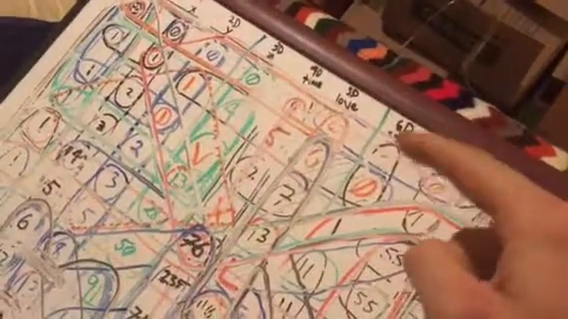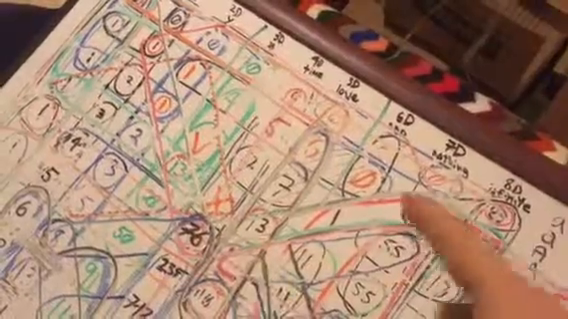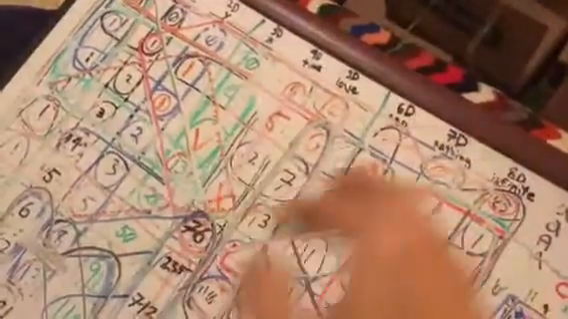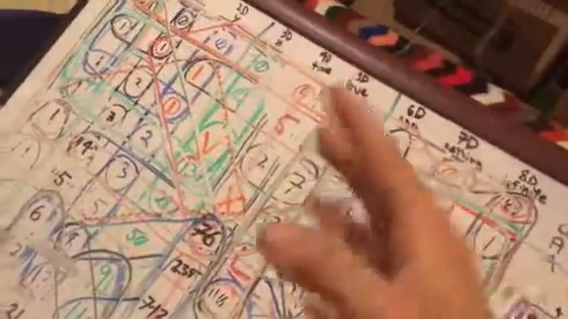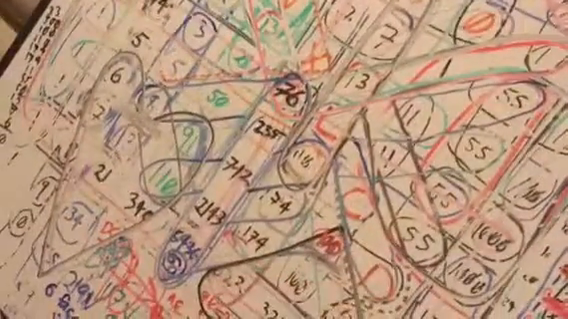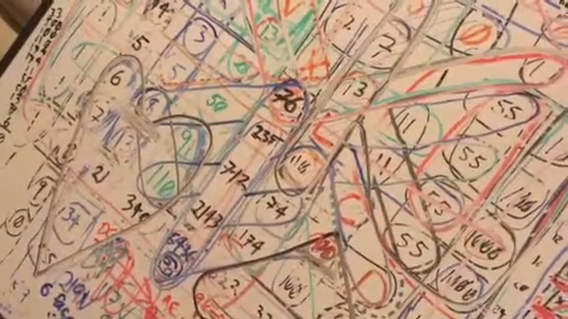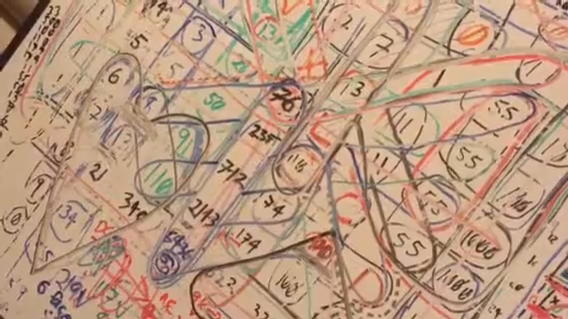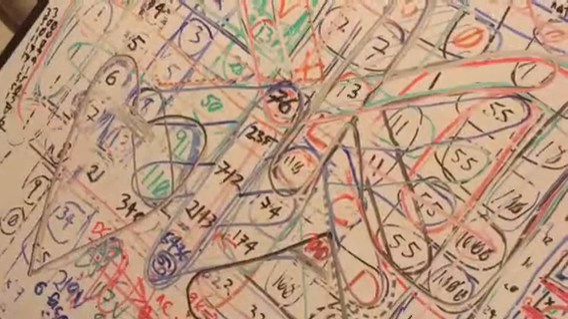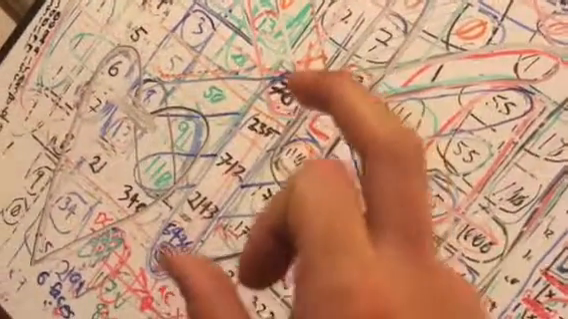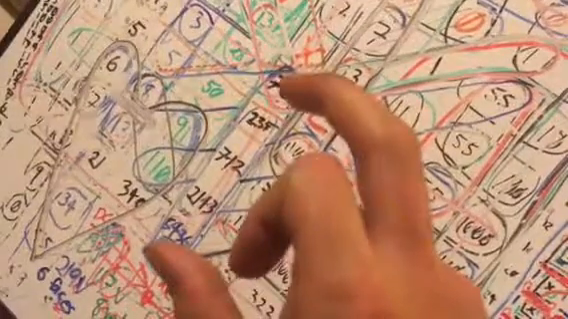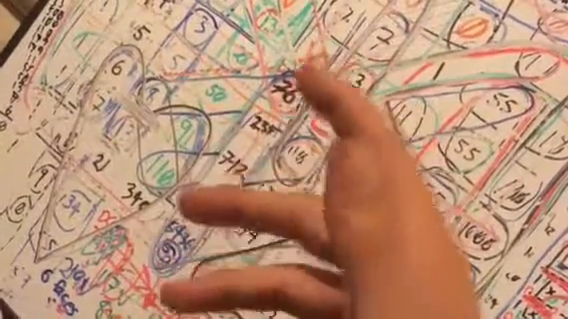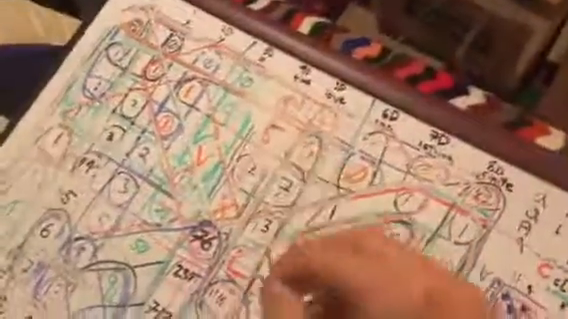One V, 2V, 3V. 5 vertices and 3 V's is 8. Two vertices and 4 V's is 6. 6 faces, 8 vertices. Wow, it's all about energy.